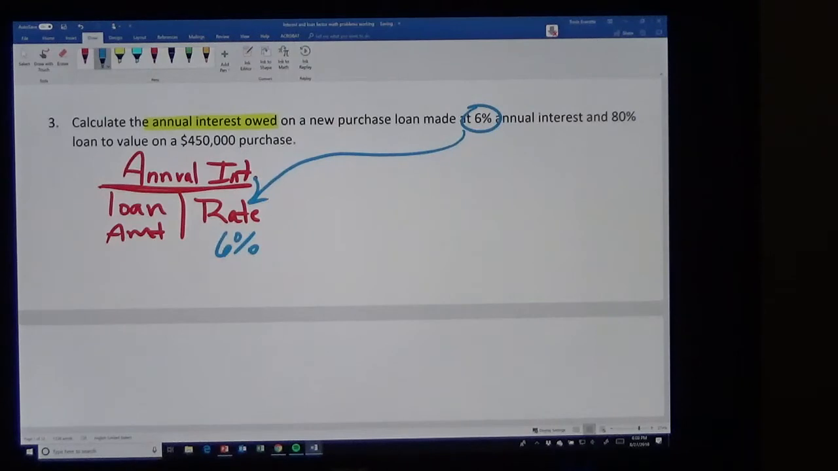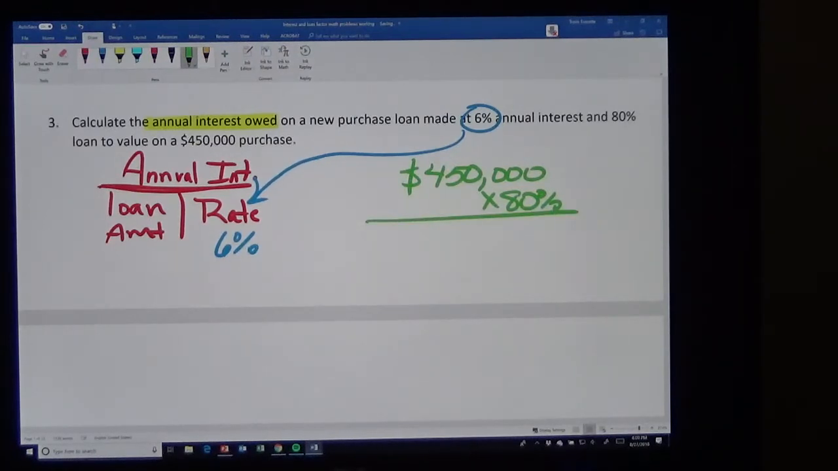And we don't know the loan amount because what they gave us is a loan-to-value ratio. Remember, that is the percentage of the value of the property that you can borrow from your lender. So, with a loan-to-value ratio, we're simply borrowing 80% of that $450,000. So we can say $450,000 times 80%. That equals $360,000 for our loan amount.